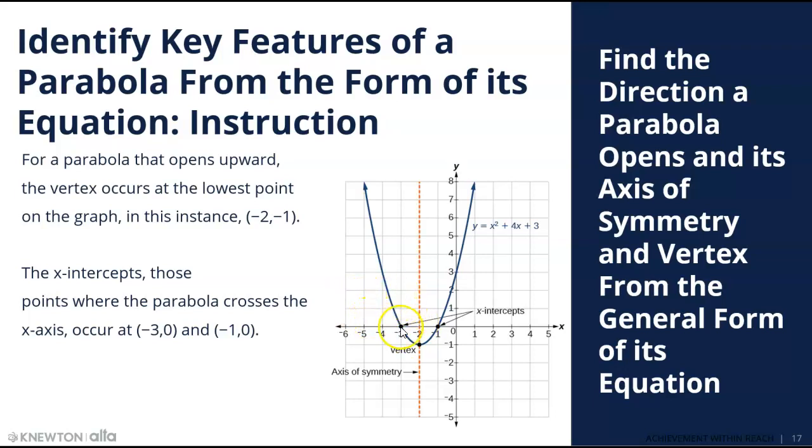Now, the x-intercepts are those points at which the parabola crosses the x-axis. In this case, our x-intercepts are x equals -3 and x equals -1, which correspond to the ordered pairs (-3, 0) and (-1, 0).